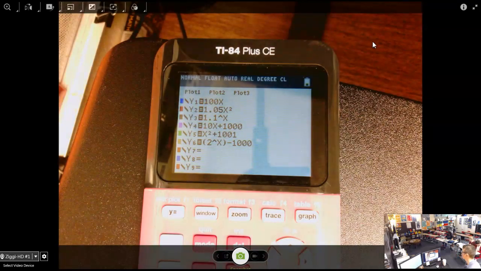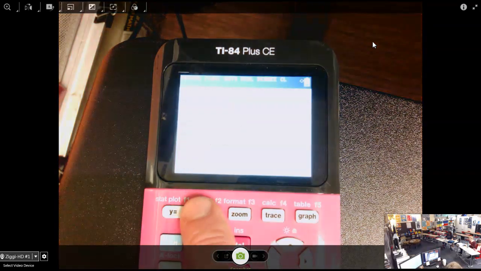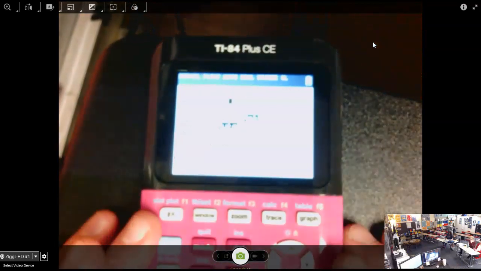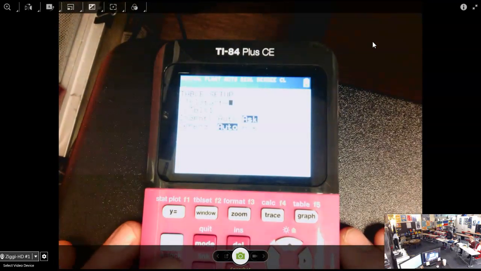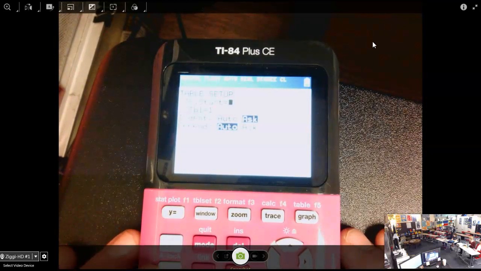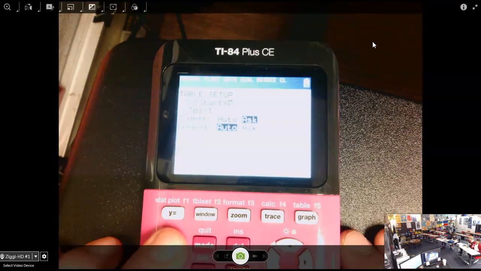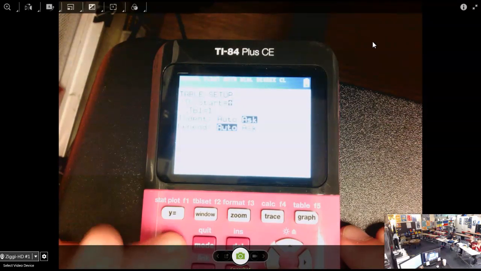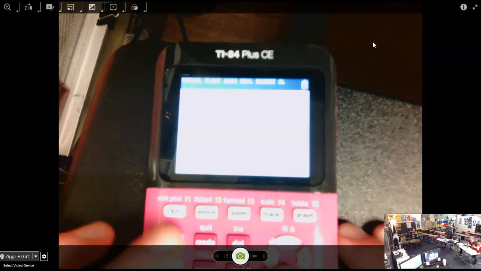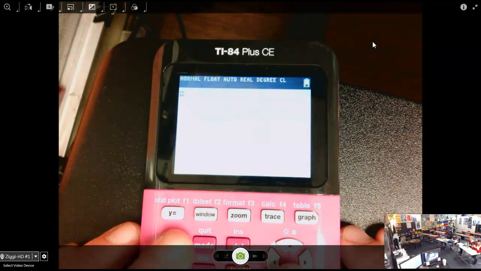Now, here's the part that I don't know if you know yet. Hit second window. Even if you don't have all these in here, hit second window. Anyone remember how to turn my brightness down in here? Isn't it like alpha? Oh, yeah, I just can't hold it. I was trying to hold it.